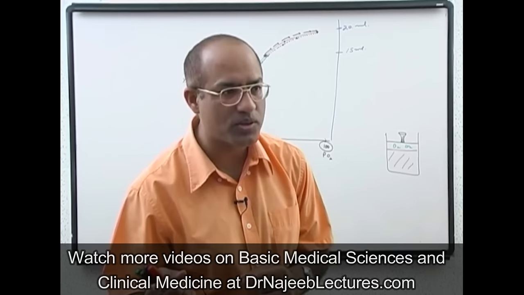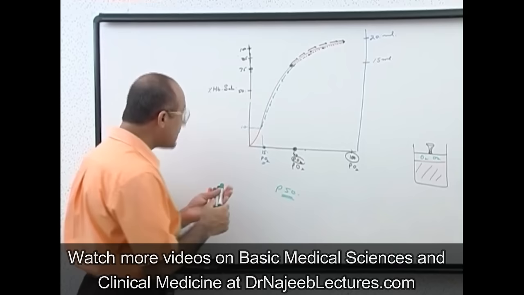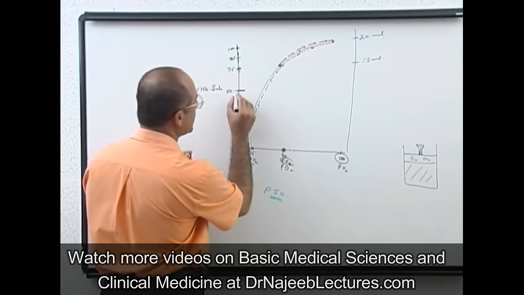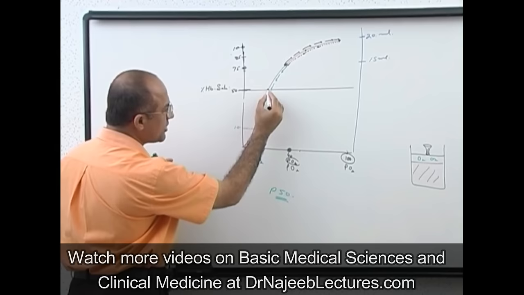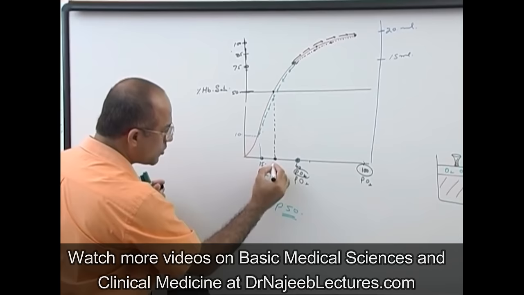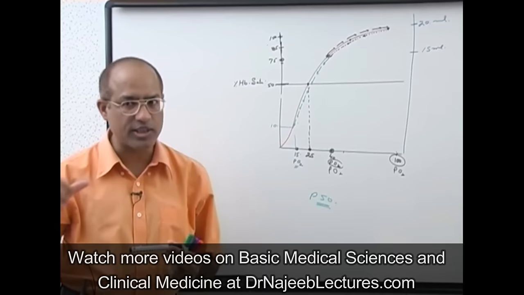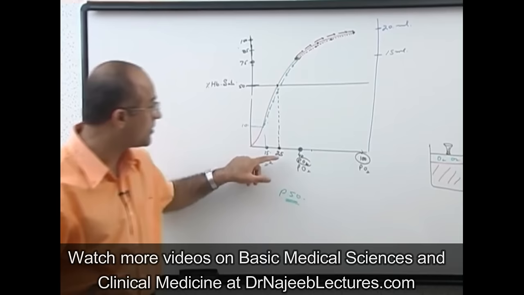Now listen. In the normal curve, suppose this is the normal curve. If this is the 50% saturation, now take this line. This is the 50% saturation here. 50% saturation occurs at a pressure of 25 millimeters of mercury. Now this is a little bit tricky concept, so use all layers of your cortex, I mean cerebral cortex. Listen.